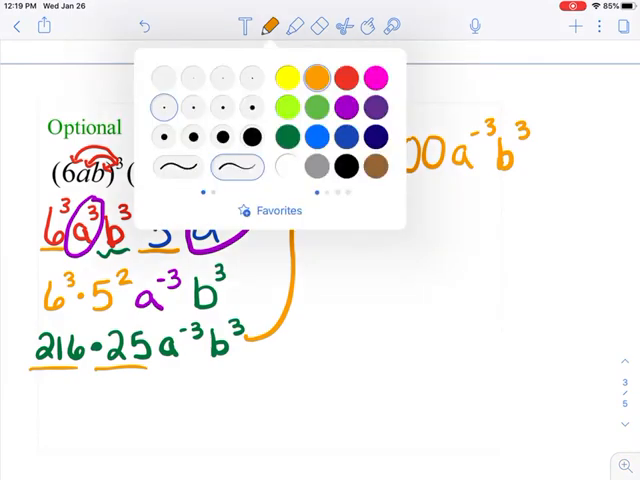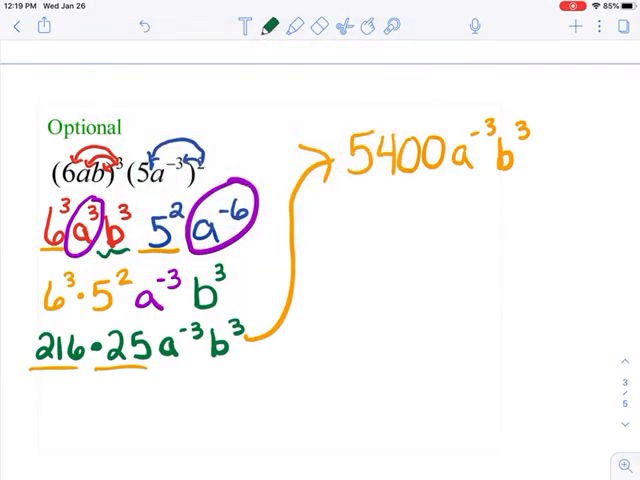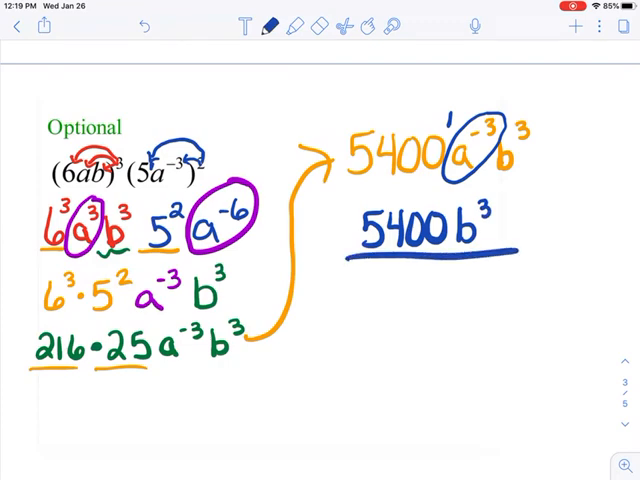And again, hopefully you're thinking, gosh, you're not quite done yet, right? You can't have negative exponents. Well, the only thing with a negative exponent is the a. Don't move the 5,400 with it, right? Because that's its own term and that's raised to that first power. So the 5,400, that stays. The b to the 3rd also stays. And I have to move that a to the negative 3rd down to the denominator so that it can become a to the 3rd.